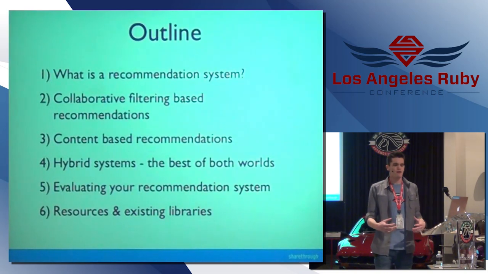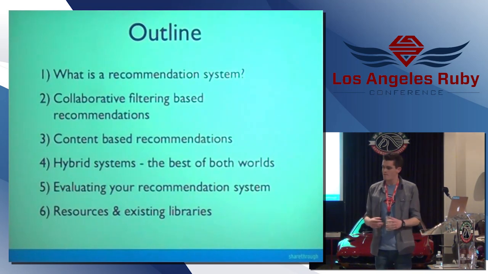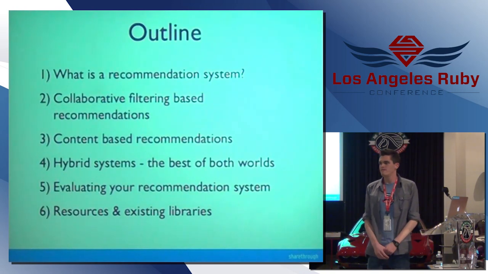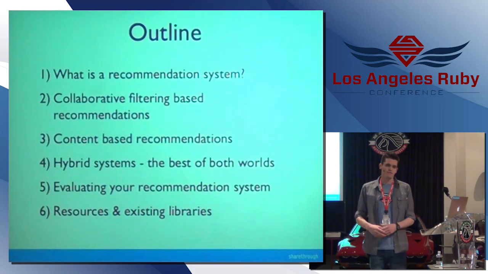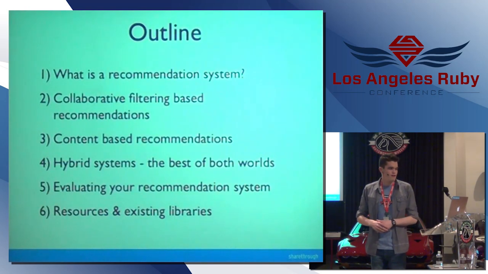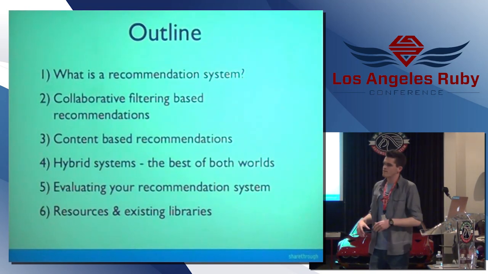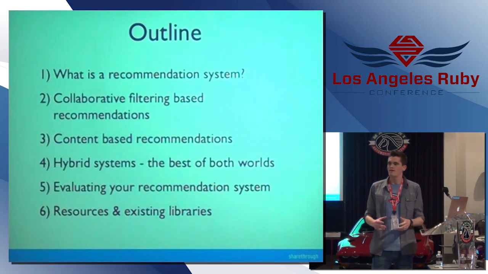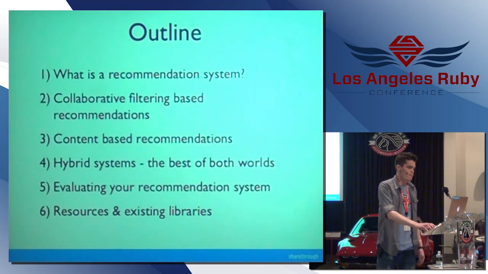My goal with this talk is basically to start off with describing what a recommendation system is. We have to understand what they are. Then I'm going to look at collaborative filtering-based recommendation systems, probably the most common thing, probably the word you've heard before. Then I'm going to move on to content-based recommendation systems. And then finally, we're going to look at hybrid algorithms, so basically getting the best of both worlds by combining collaborative filtering and content-based. Then I'm going to touch on how you evaluate recommendation systems. And then finally, I'm going to give you some resources and point out a couple of existing libraries so that if you want to learn more that I don't have enough time to cover, you can go and find out more information on your own.